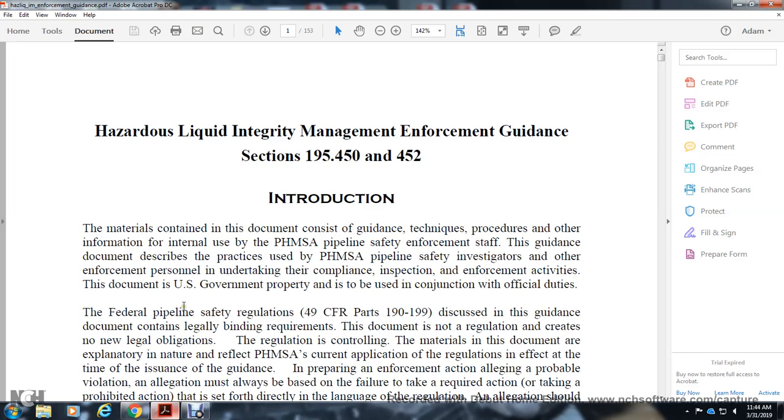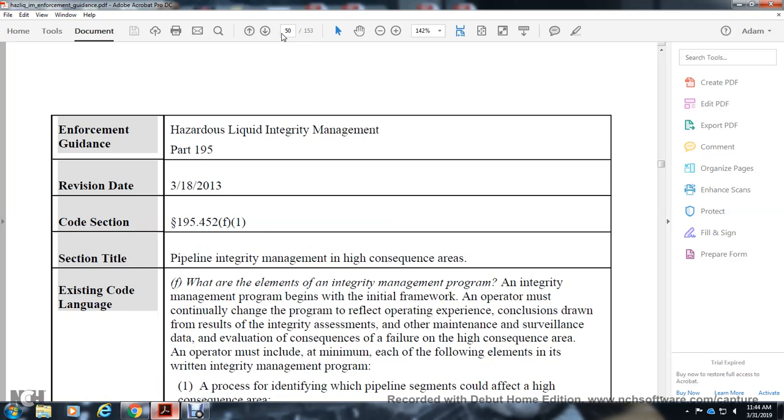Hazardous liquid integrity management enforcement guidelines, sections 195.450 and 195.452. We are on page 50. Hazardous liquid integrity management, Part 195, March 18, 2013. Code section 195.452(f)(1), section title: Pipeline integrity management in high consequence areas.